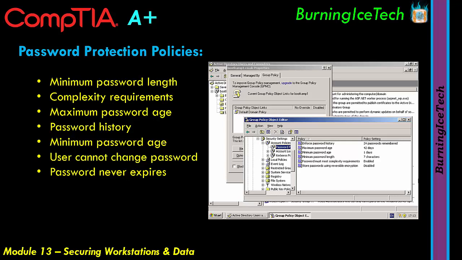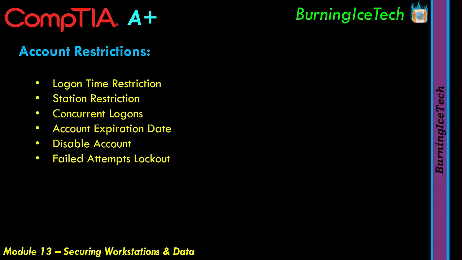You don't want an admin account's password to expire. And a robot's account, you don't want that password to expire because then whatever service it's rendering, it's going to cease working. So if it's scanning, printing, or whatever, that account is not going to work anymore if that password expires. Okay, and then let's talk about account restrictions.